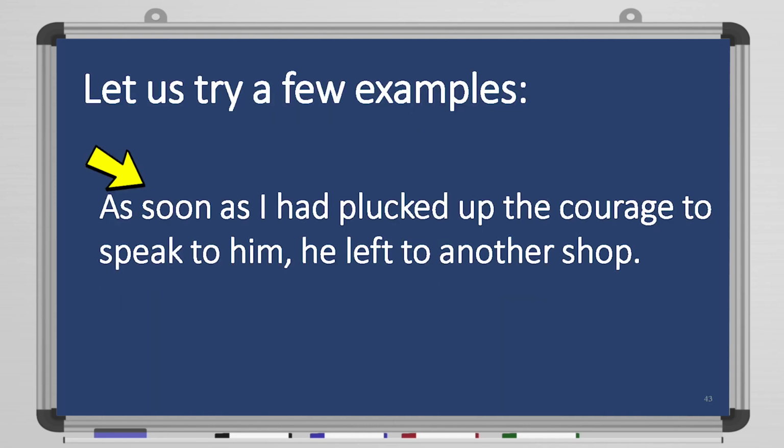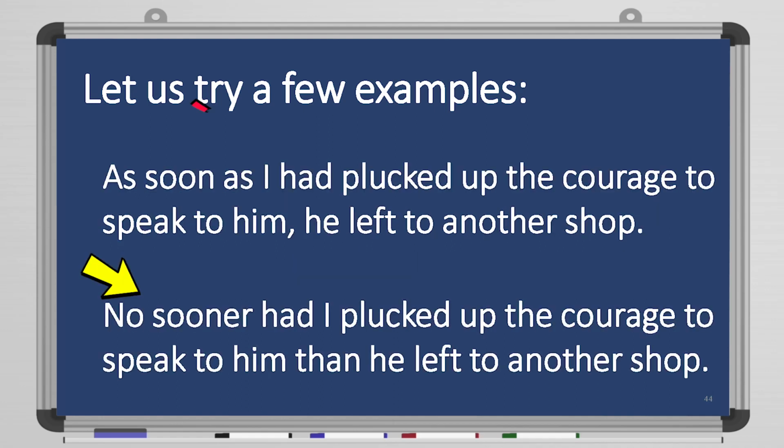And now, another example. As soon as I had plucked up the courage to speak to him, he left to another shop. Let's invert it to give it more of a dramatic effect. Now, if you use as soon as, the alternative that you're going to use with it is no sooner. So, no sooner had I plucked up the courage to speak to him, than he left to another shop. No sooner is always paired with what? With than. No sooner than. So we're just going to replace it.